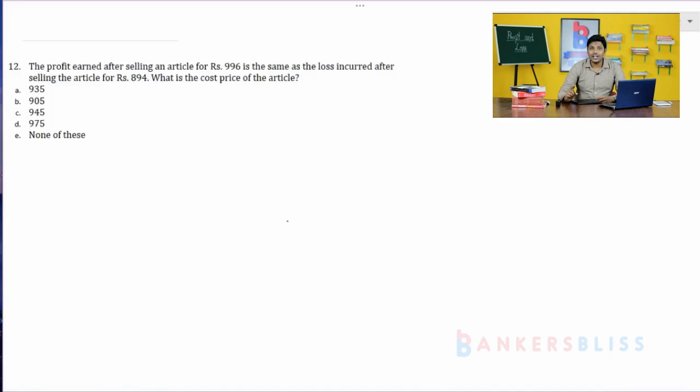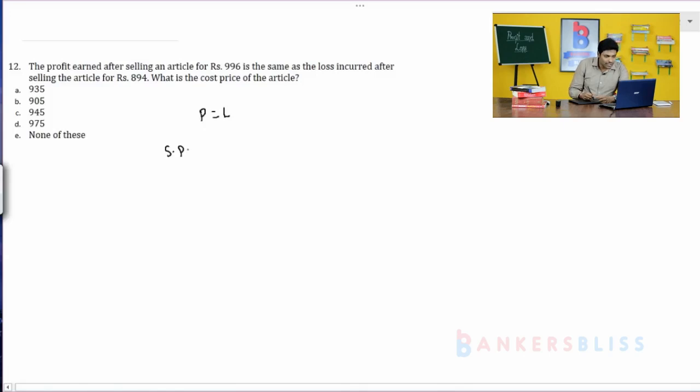So what they are telling, the profit amount is equal to loss amount. The first important condition is profit amount is equal to loss amount, okay. Profit amount is equal to loss amount. So profit, when you are going to get, selling price minus cost price is equal to profit.